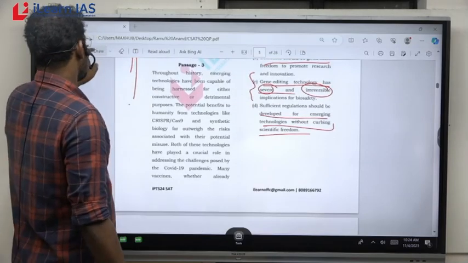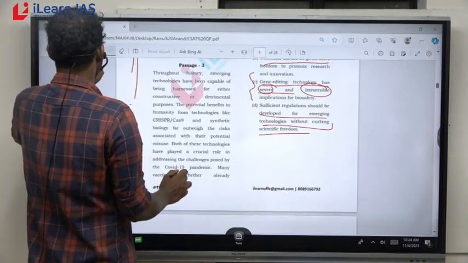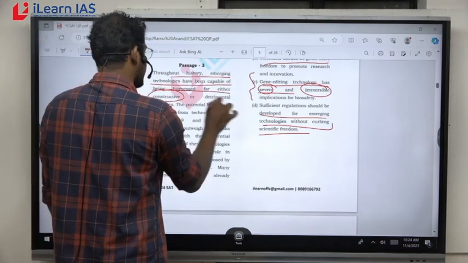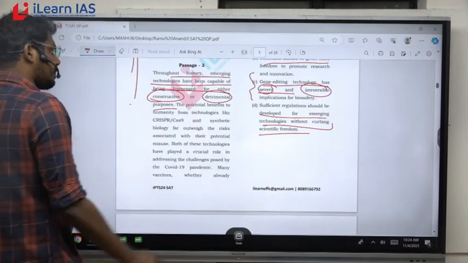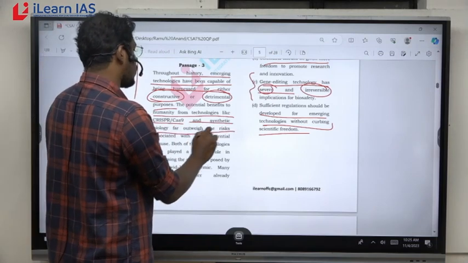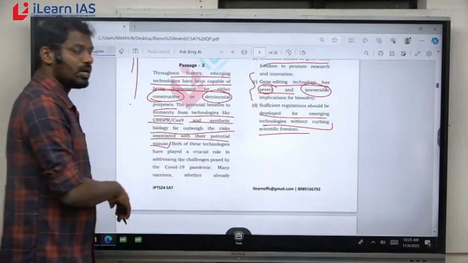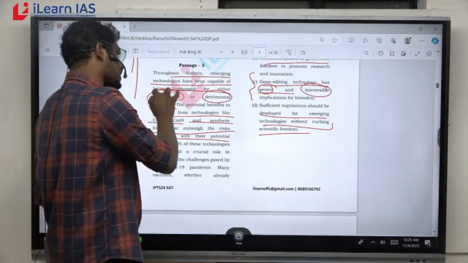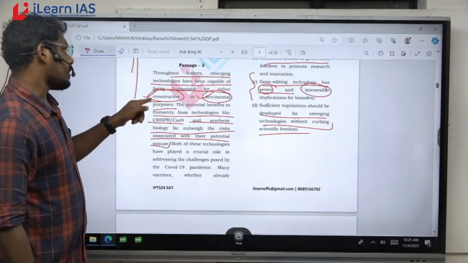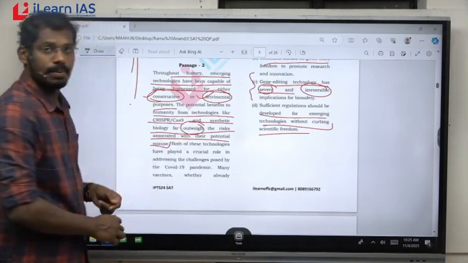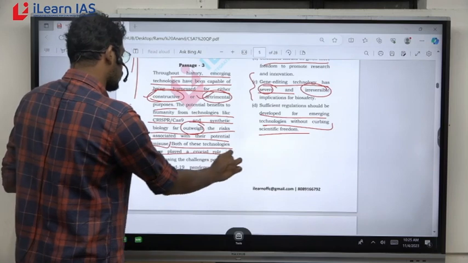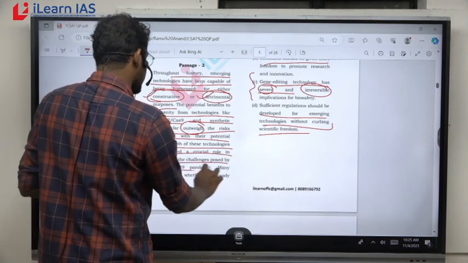The passage is: throughout history, emerging technologies have been capable of being harnessed for either constructive or detrimental purposes. The potential benefits to humanity from technologies like CRISPR-Cas9 and synthetic biology far outweigh the risk associated with their potential misuse. So these emerging technologies have both constructive as well as detrimental purposes. The constructive purposes actually far outweigh the detrimental purposes. Clear? Okay. Both of these technologies have played a crucial role in addressing the challenges posed by the COVID-19 pandemic.